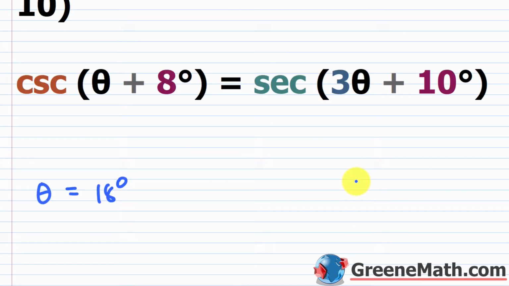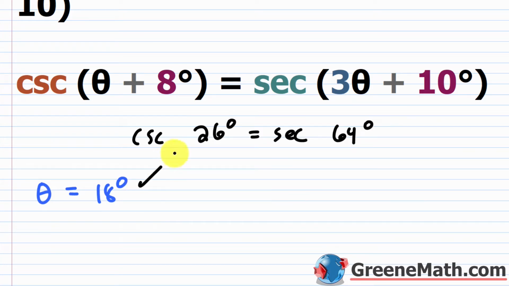So coming back up here, again, if we want to check, just plug in. So the cosecant of 18 degrees is getting plugged in for theta. So 18 degrees plus 8 degrees, that's going to give me 26 degrees. This is equal to the secant of 3 times 18 degrees, that's 54 degrees, then plus 10 degrees. That's going to be 64 degrees. So is this true? You just check to make sure that the sum of 26 degrees and 64 degrees is 90 degrees. If you punch that into your calculator, this is a true statement. So this guy is going to be correct.